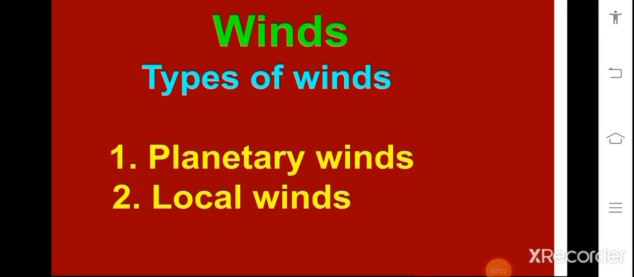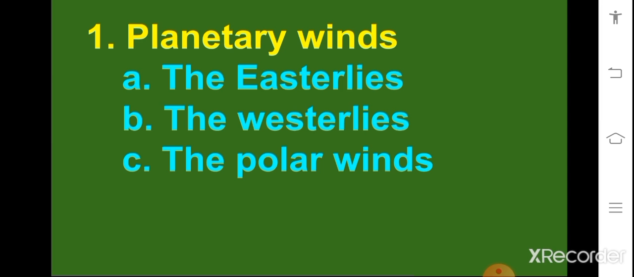Good morning, dear girls. Today we will continue the chapter on winds, and we have already done the types of winds. First, we have studied planetary winds. Second, we have done local winds. We have finished planetary winds. Local winds we are still doing. In planetary winds, we have finished easterlies, westerlies, and polar winds.